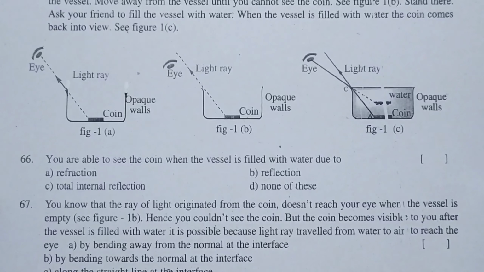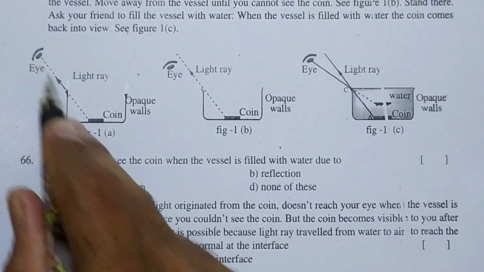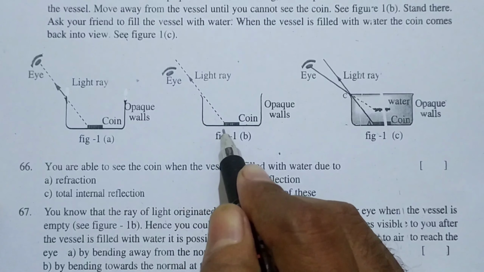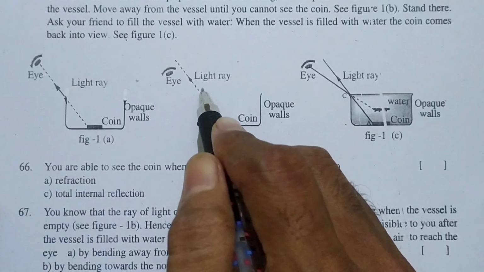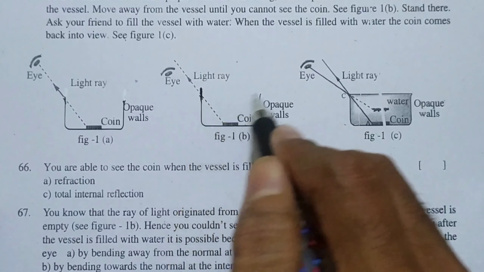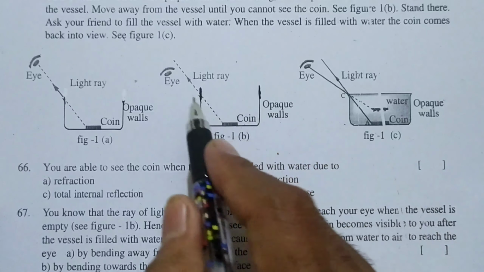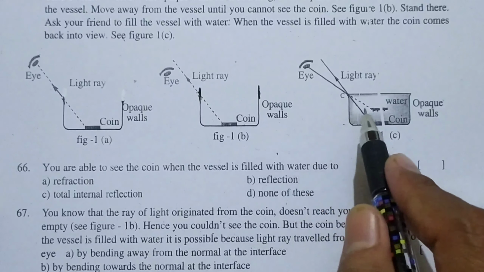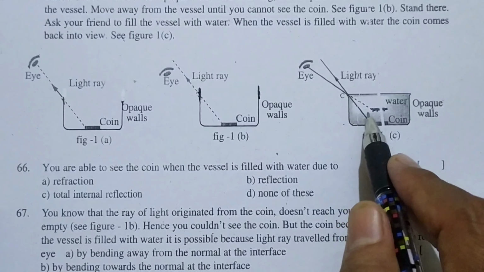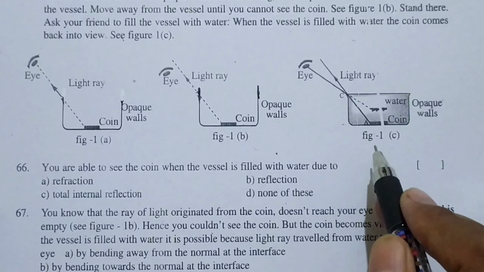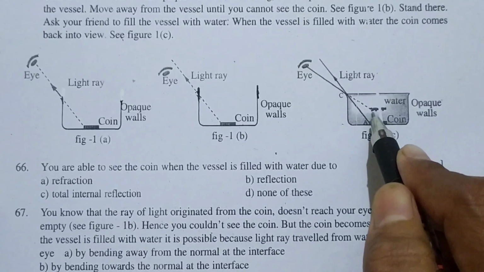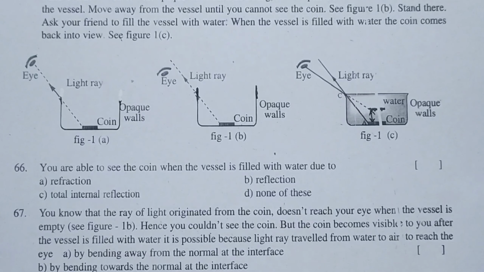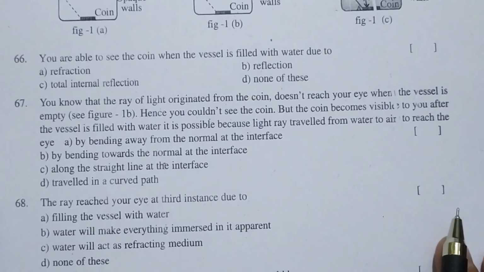See here. In the first case, the coin is visible. When you move a little bit farther away, the coin is not visible. Here we should make a small change in the diagram. Like this, opaque walls, that means where you cannot see the coin. You are at the edge. Now again you ask your friend to fill the container with water, so that the coin is visible again. That means you see the coin appears to be raised. That is the important point you should observe here. Now based on this, let us answer some of the questions.